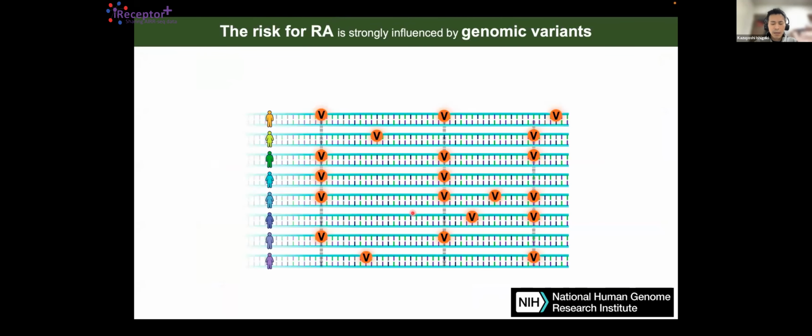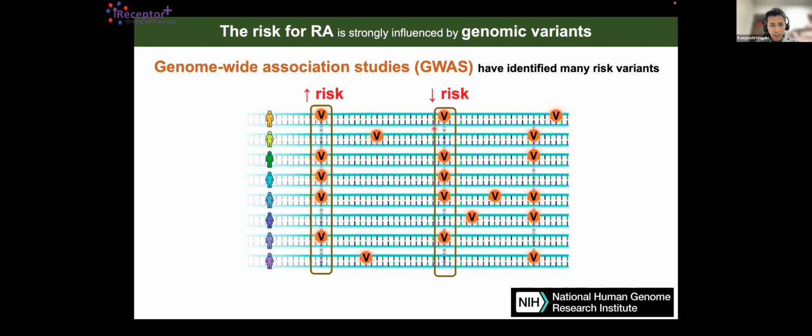I think many of you are familiar with TCR, but I don't think many of you are familiar with genetics. Just to make sure everyone is on the same page, I prepared this. Genetics is a study of genomic variants in our genome. In the genome, we have millions of variants, and some of the variants increase the risk of rheumatoid arthritis, and some of the variants decrease the risk. Genome-wide association studies, GWAS, have identified many risk variants for RA.